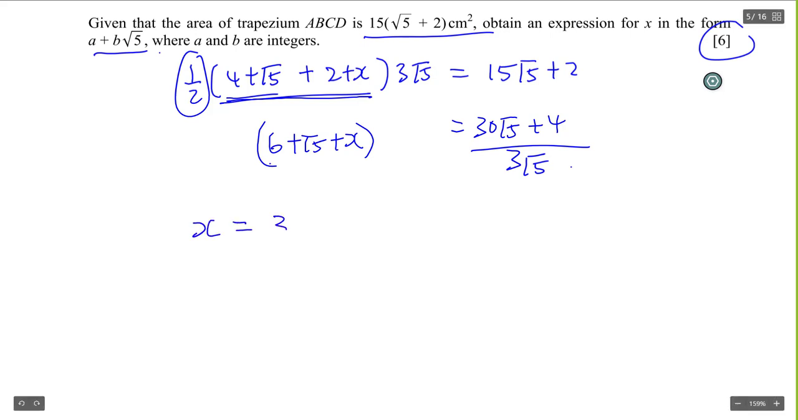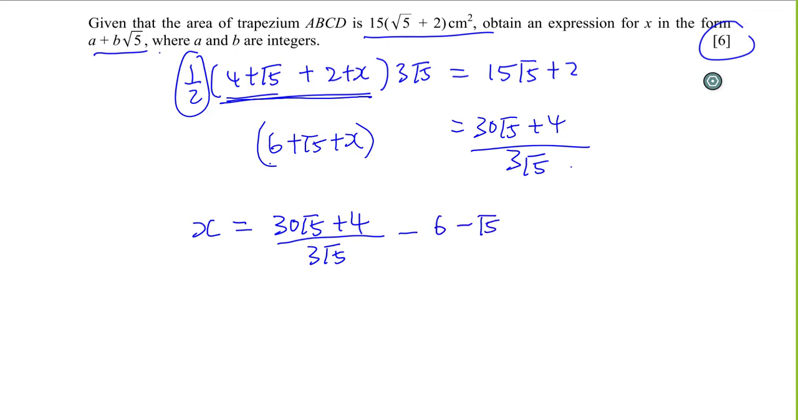So x equals to 30 surd 5 plus 4 over 3 surd 5 minus 6 minus square root 5. Okay, or you can put a bracket, then it will become minus the whole thing. Yeah, can also, depends what you want. Okay, never mind, I put a plus first, because I just move the whole thing to the other side, it becomes minus, right?